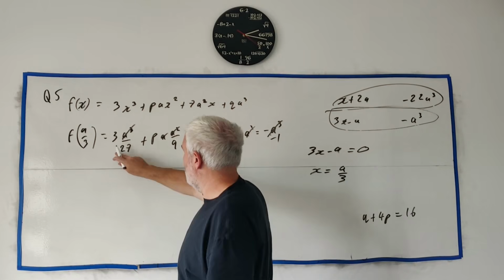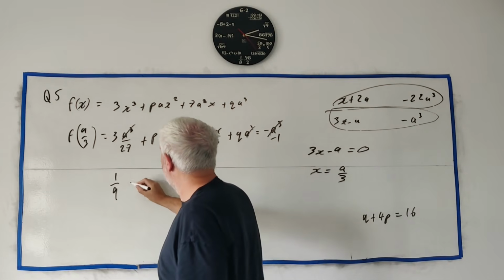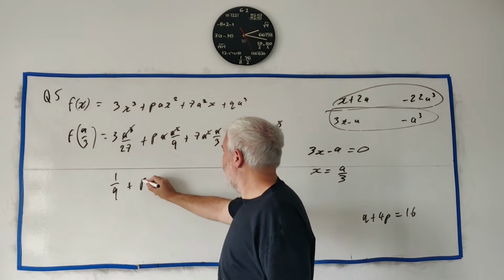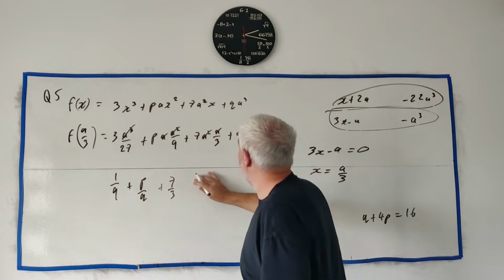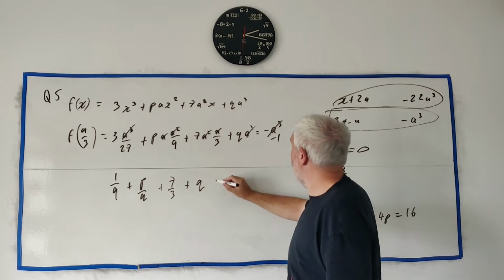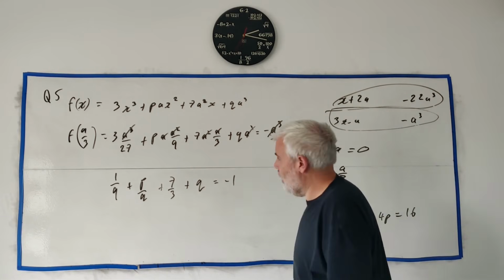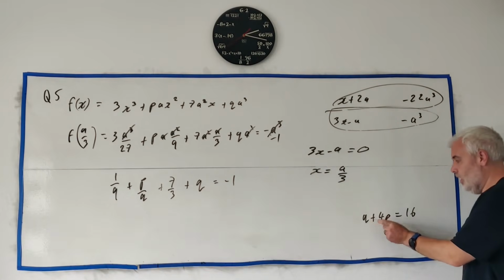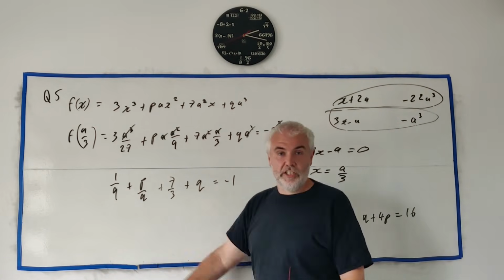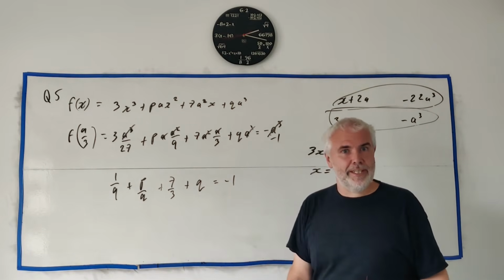Let's clean this up. This would become 1 over 27, this would become p over 9, this becomes q over 3 plus 7 is equal to minus 1. Here's another function. This is the one we got from the first part, with q and p. This also only has q and p. So we have a simultaneous equation there.